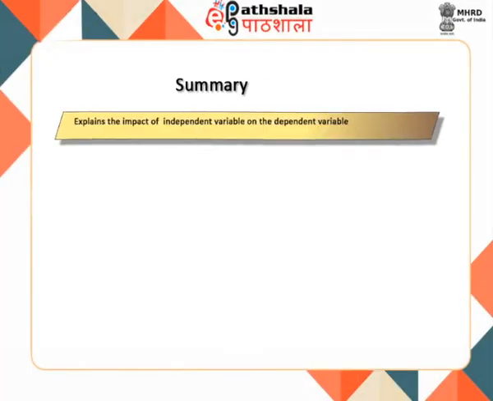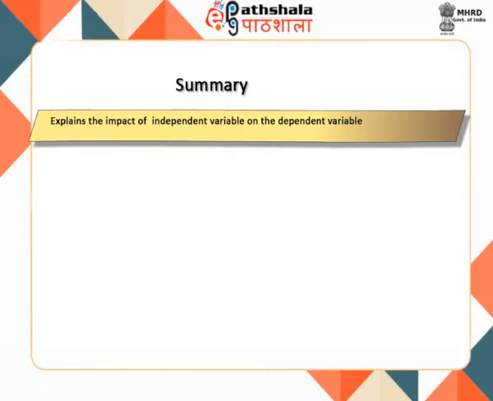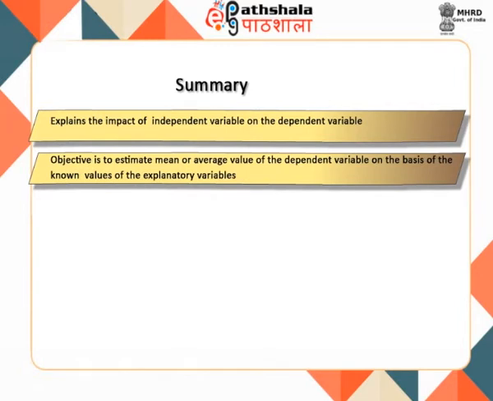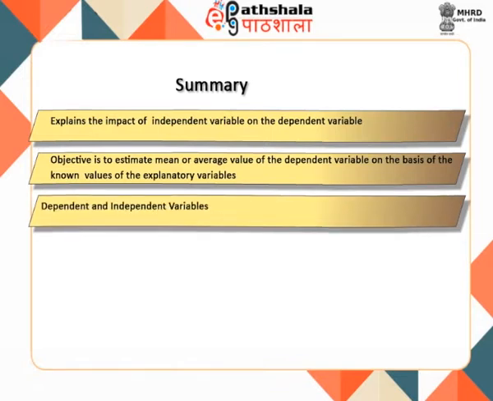Regression analysis explains the impact of changes in an independent variable on the dependent variable. The objective of such analysis is to estimate and/or predict the mean or average value of the dependent variable on the basis of the known or fixed values of the explanatory variables. In this analysis, it is important to identify two types of variables. Dependent variable is the variable we wish to explain. Independent variable is the variable used to explain the dependent variable.